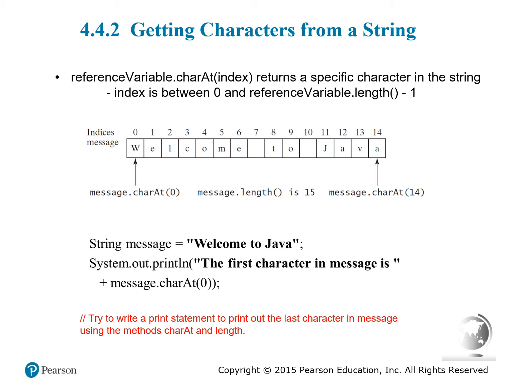If you code message.charAt, message.length, you will get an out of bounds error. This is because the 15th or last character in message has an index of 14. The last character in message is coded as message.charAt, message.length minus 1.